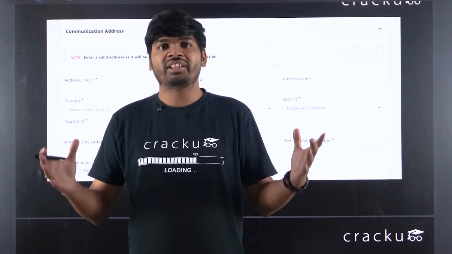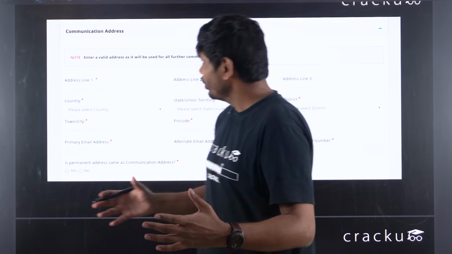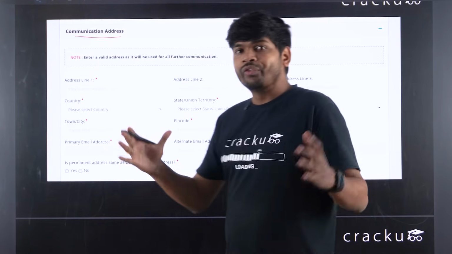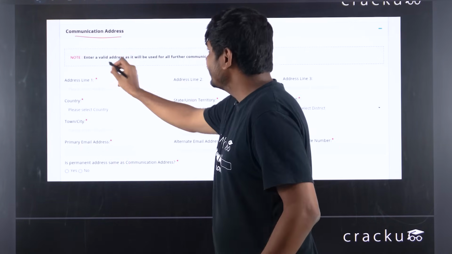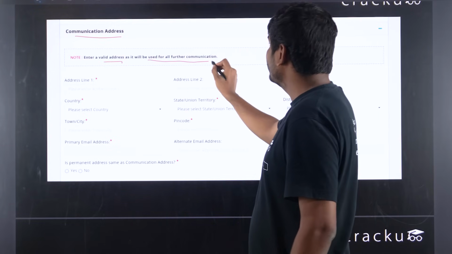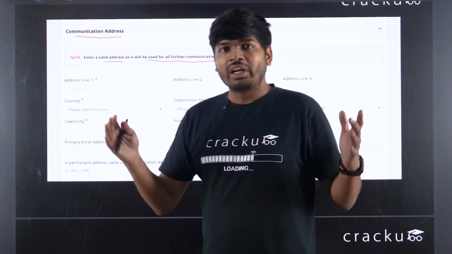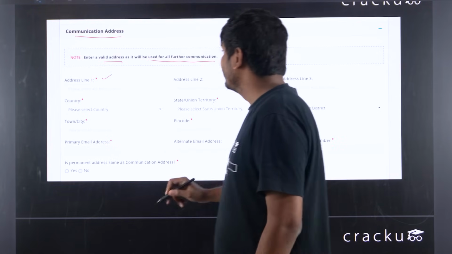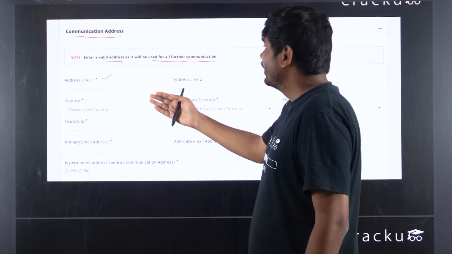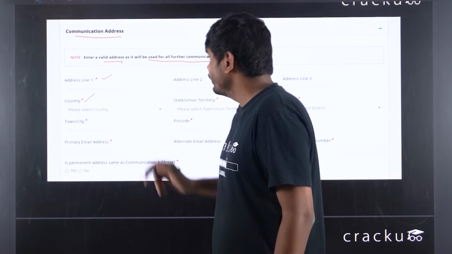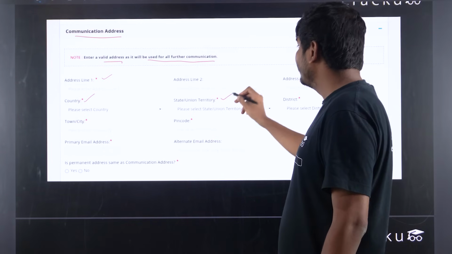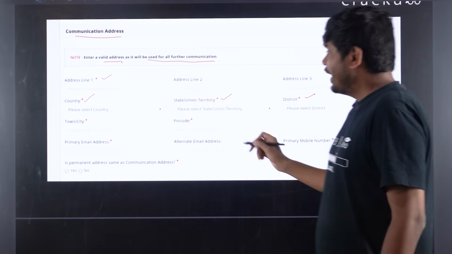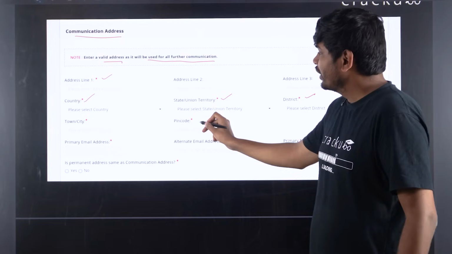After filling the basic details, now comes the communication address. It is very important to fill a valid address, as it will be used for all the further communication. So while filling the form, you have to make sure that your address is correct. So just write the address and country from which you belong to, state, union territory from which you belong to, and the district name, and you have to make sure the PIN code is also correct.